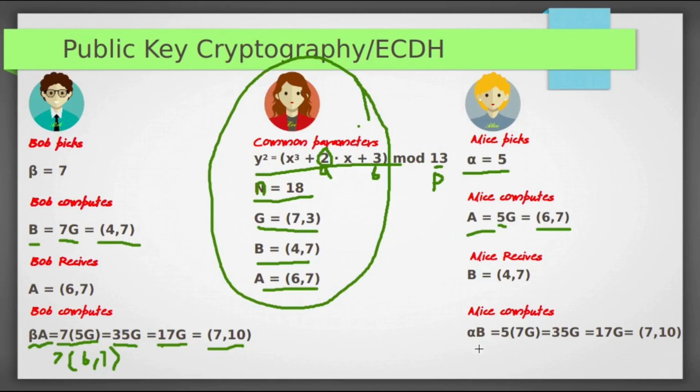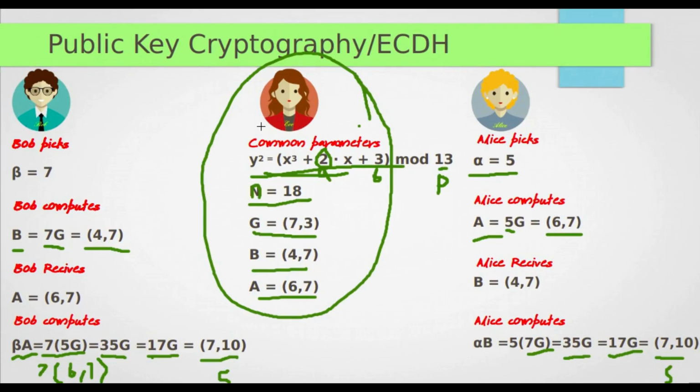Similarly, Alice will compute her shared secret by multiplying her private key with Bob's public key. Her private key is 5 and Bob's public key is 7G. It is 35Z. It is a cyclic group. After these 18 points, the cycle will repeat again. So this 35G can be written as 17G. It will be 7 comma 10, a point on this curve. Both have the same common secret.